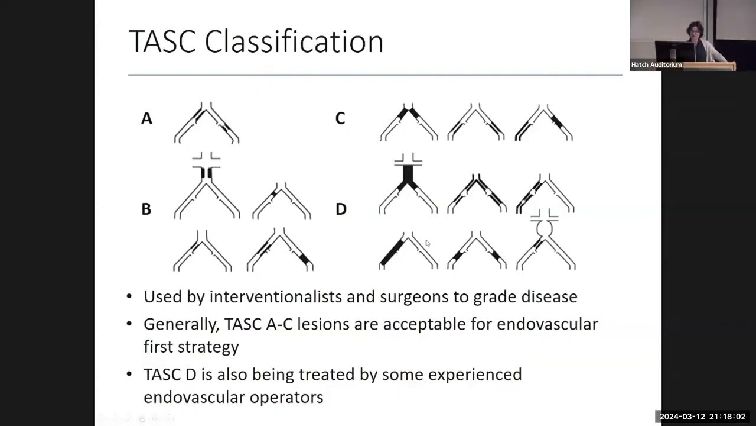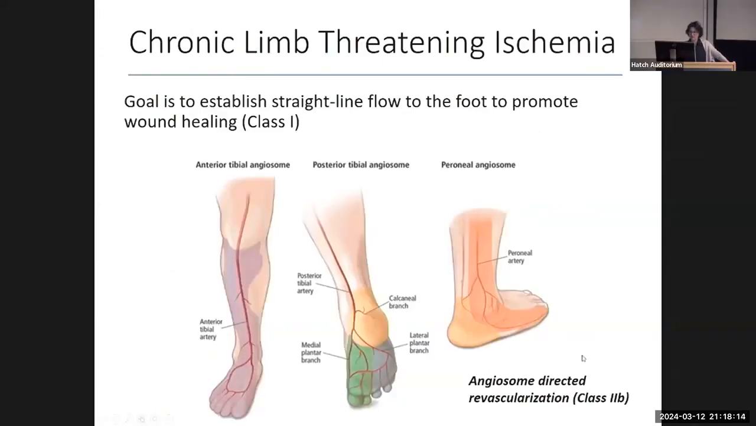This is an example of what the TASC classification looks like for the aortoiliac region. A to D, D being the most complex, and it's a way that the proceduralists use to identify how complex a procedure would be endovascularly and whether or not a patient maybe should get an open repair. They also will sometimes use this angiosome concept for our patients with wounds. The idea being that there's certain distributions of the limb that are perfused by specific arteries. So depending on where the wound is, they may target revascularizing that specific artery. Again, with the goal in CLTI being just to save the limb, not expecting that it's going to stay open forever.